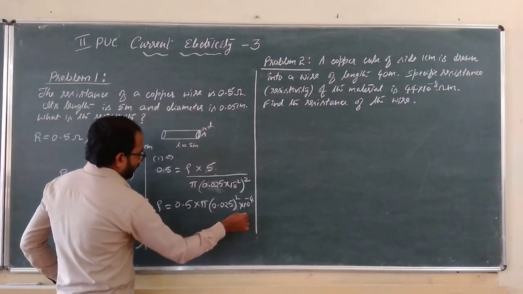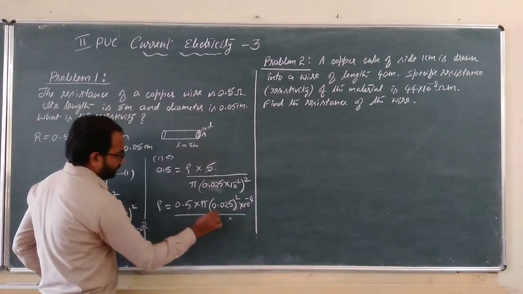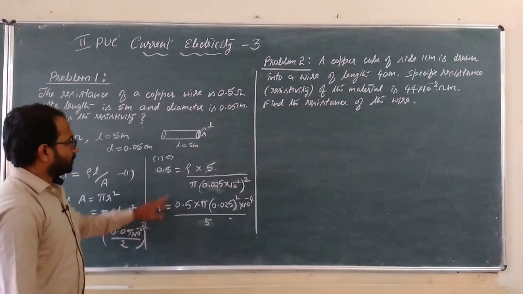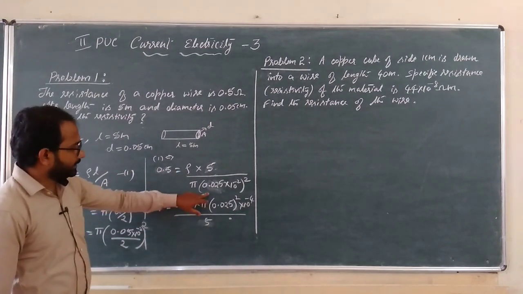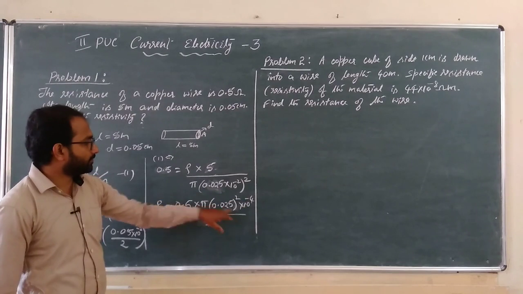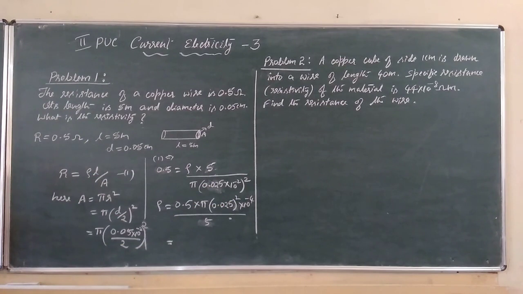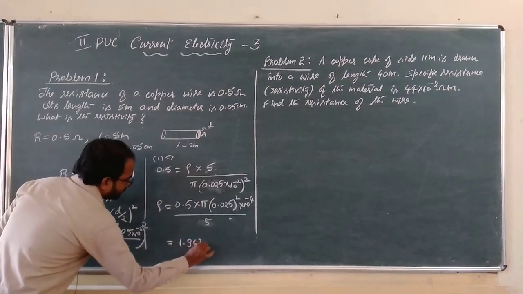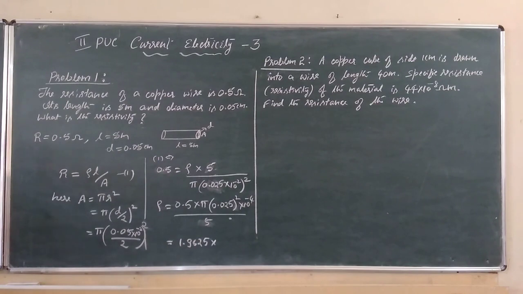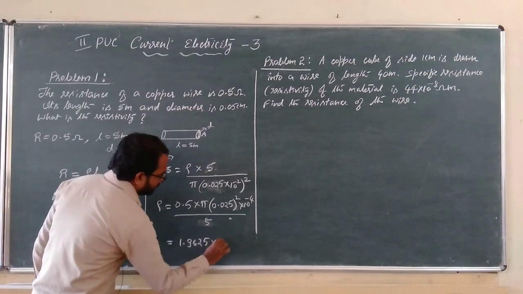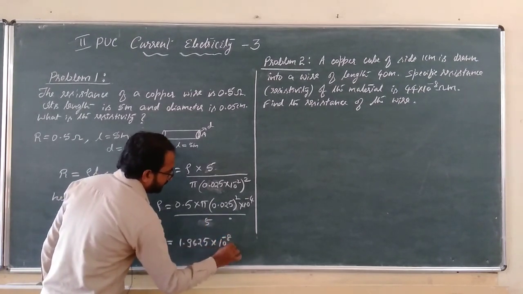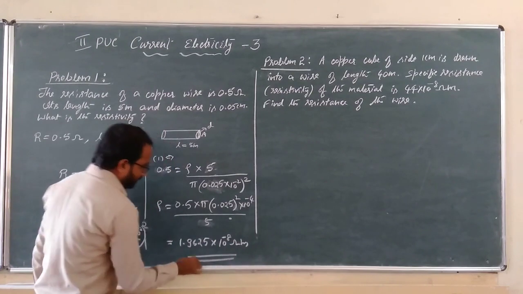Divided by 5. So rho is equal to 0.5 pi, 0.025 square into 10 to the power minus 4, divided by 5. Okay, just to simplify, so how much will you get? The answer will be 1.9625. What about the power? See, 10 to the power of minus 4, 10 to the power of minus 4 here. We'll simplify, you'll get 10 to the power of minus 8 ohm meter. So this will be the answer.